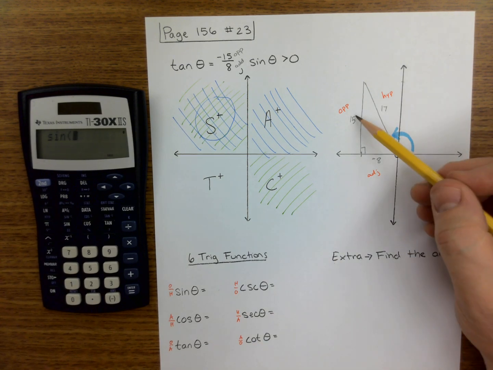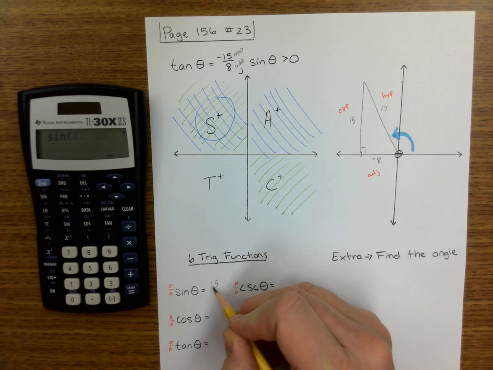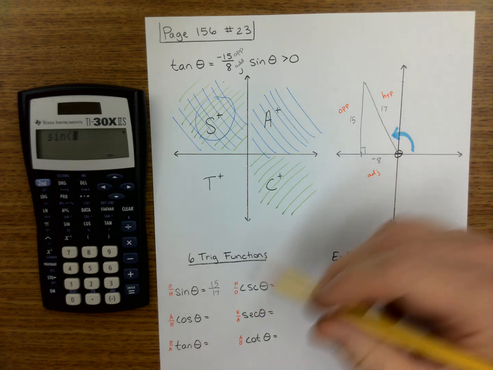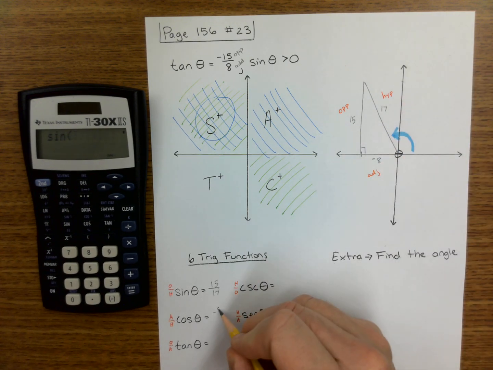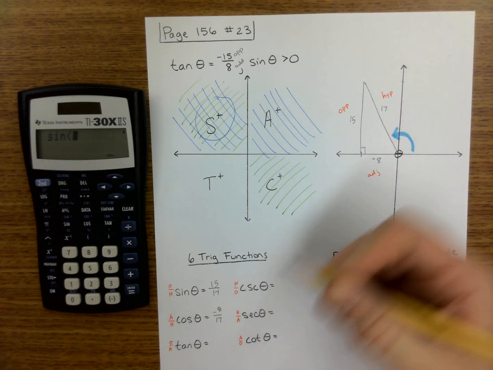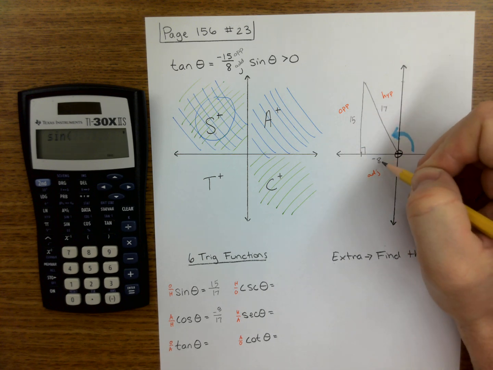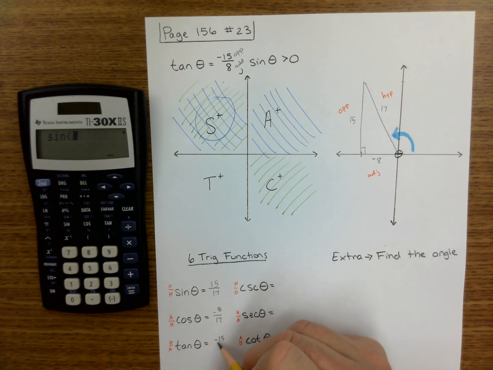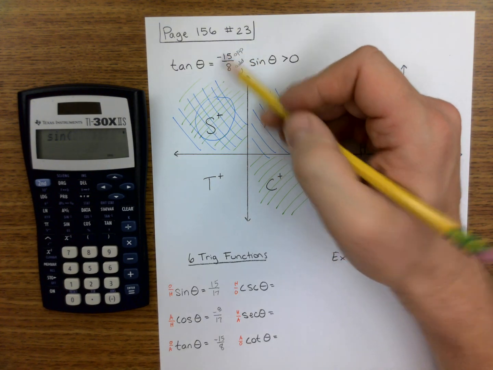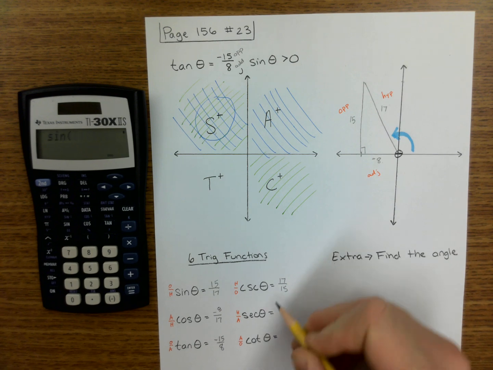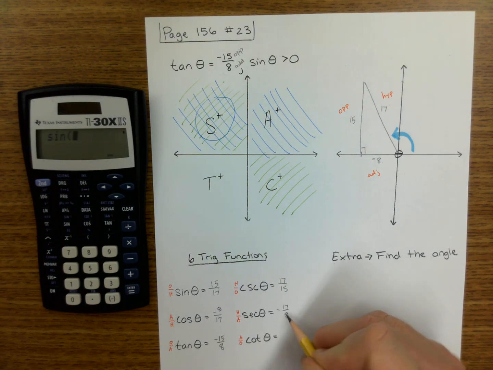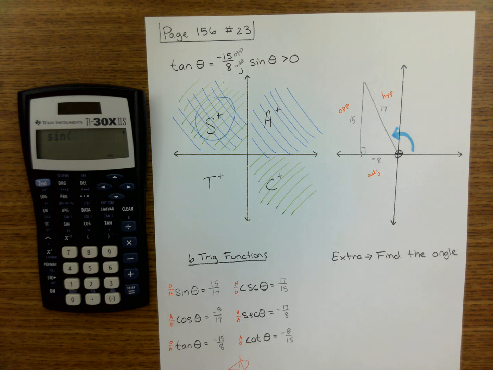All right, sine, opposite over hypotenuse, 15 17ths. Cosine, adjacent over hypotenuse, negative 8 17ths. Tangent, opposite over adjacent. Hey, that's the one we already have. That's from our problem up here, so we could have put that down there immediately. Now let's do the reciprocals. 17 15ths, negative 17 eighths, negative 8 15ths. We're done with our trig functions, and that's what the problem asks us to do.